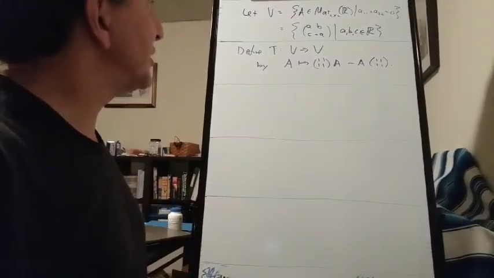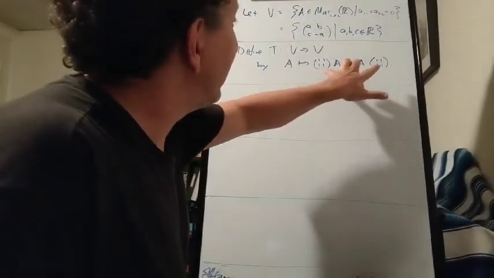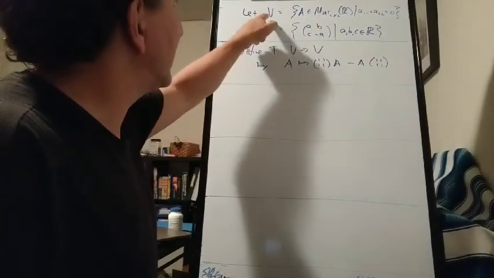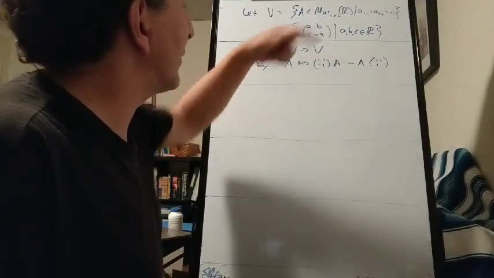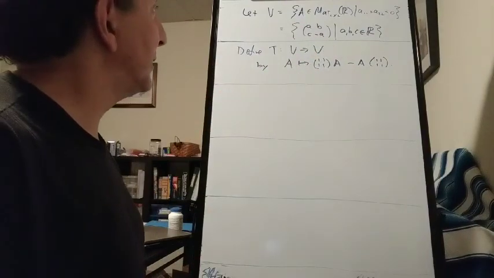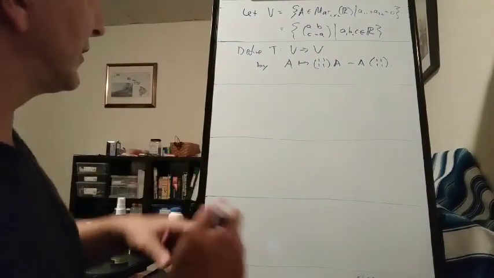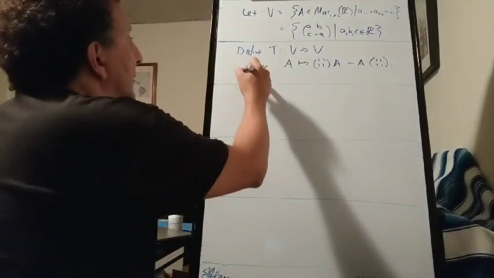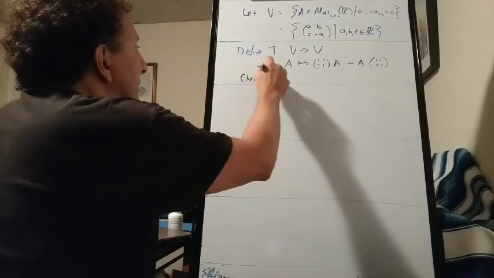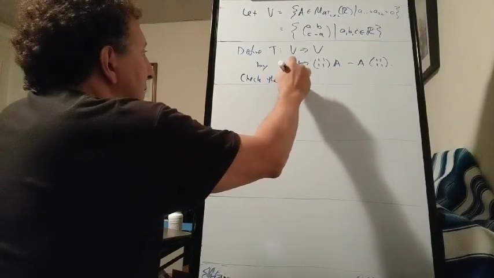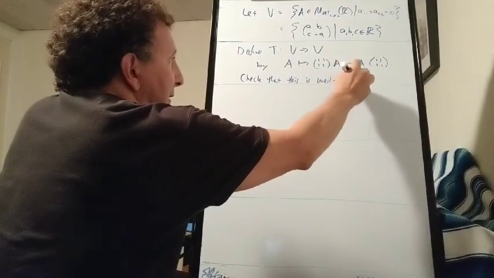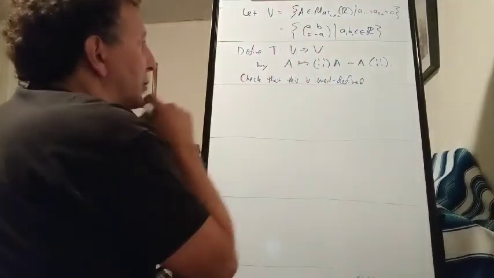And maybe the first question on your mind is, how do we know that this difference of products of matrices is even going to end up in the space V? Because V is a very special set of matrices. It's the ones where the diagonal entries add up to 0. Well, so let's check. Check that this is well defined. That is, it really ends up where it's supposed to.